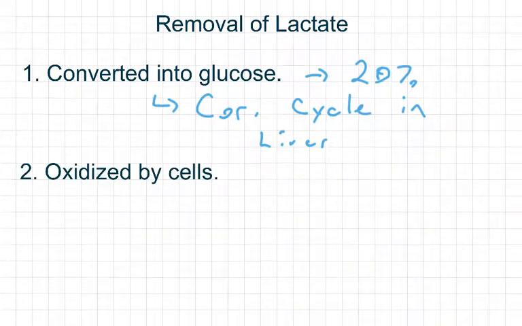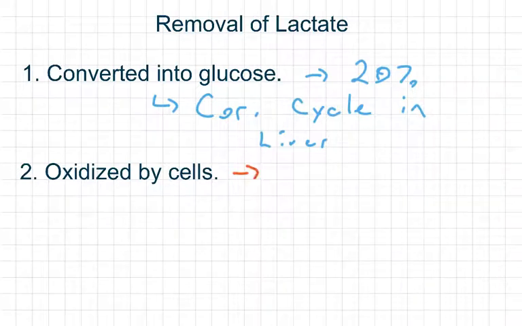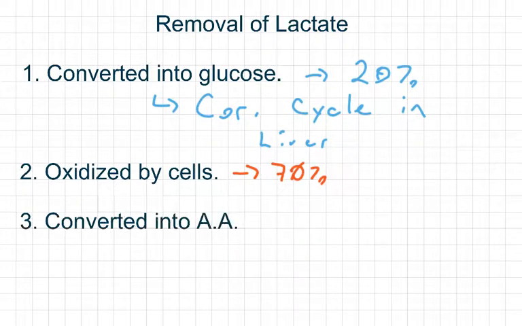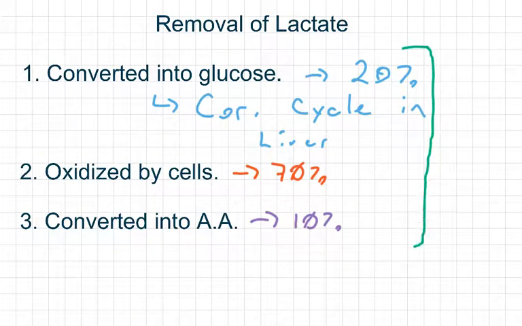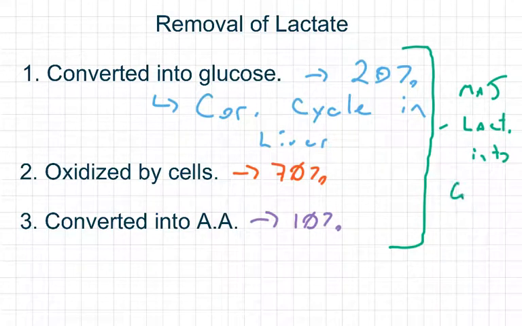What current evidence is showing us is roughly about 70% of all lactate is oxidized by cells. And the remaining amount, which is roughly about 10%, is broken down into amino acids. The reason this is brought up is because under classical theory up until a few years ago, it was thought that the majority of lactate was converted into glucose. And current evidence is showing that this is not the case.